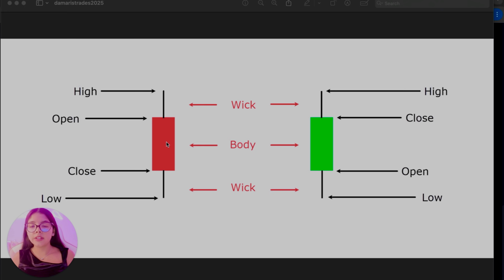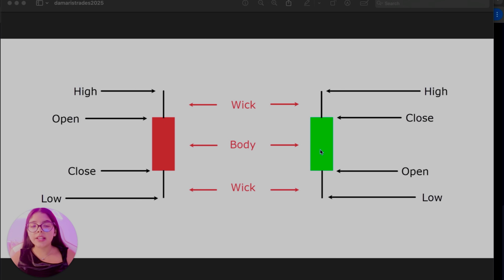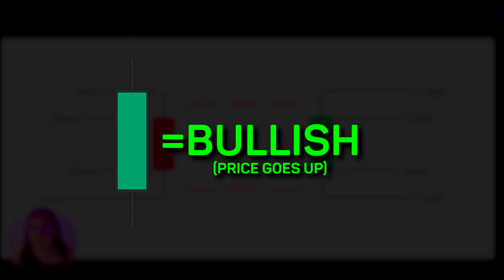There are 4 parts to every candlestick. The first part we will discuss is the body. The body of the candlestick is the thick rectangle. This represents if price went up or if price went down. Typically on a traditional candlestick chart, you'll see red bodies and green bodies. Red candlesticks represent that the price went down during that specific time frame. That is a bearish candlestick. A green body represents that price went up during that specific time frame. That is a bullish candlestick.